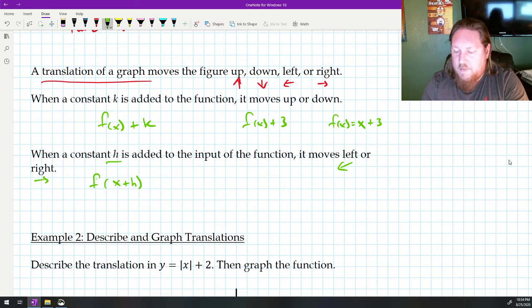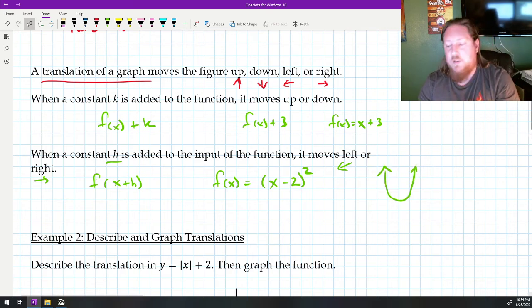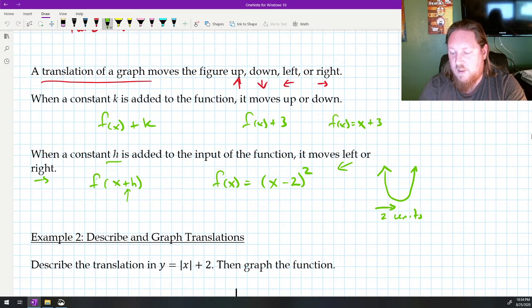Now, an interesting thing that happens here is when I look at this in the problem, it's easiest to see in something like a quadratic. So let's say we have f of x equals x minus 2 squared. This tells me it's the same as the normal parent function for a quadratic, except it's moved to the right 2 units. So when you're looking at it inside, it's kind of different, but the whole idea here is it can tell you whether things move left or right when they're plugged in to the input of the function.